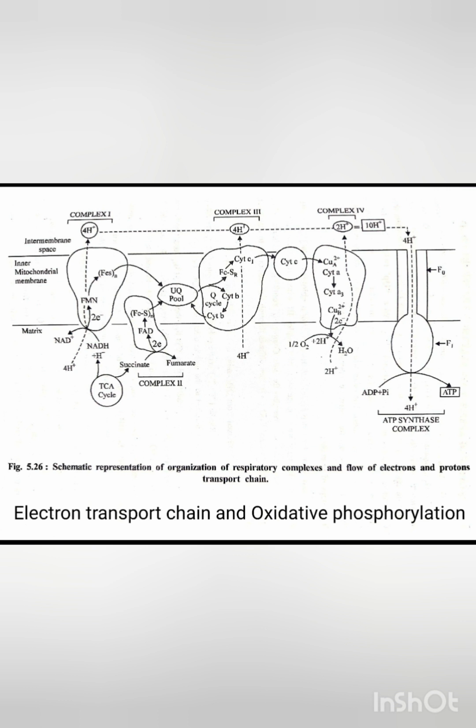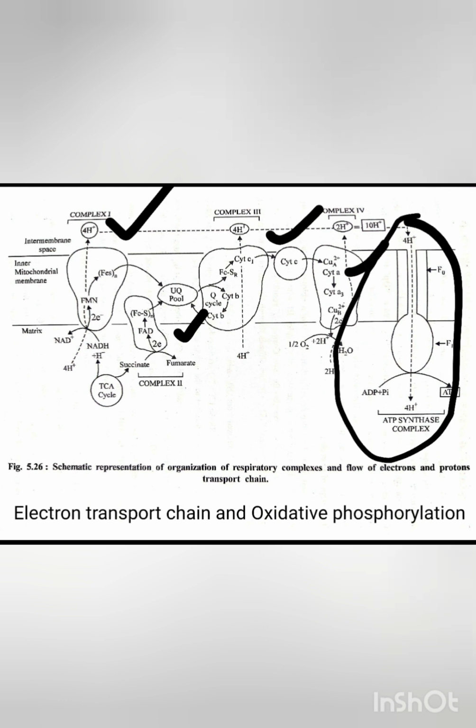These electron transport chain enzymes are arranged forming 4 complexes on the inner mitochondrial membrane. So these are the complexes: complex 1, then complex 2, complex 3, complex 4, and finally the ATP synthase or ATP synthetase complex, or F0-F1 particle. The F1 particle is the ATP synthase enzyme through which the ATP is formed.